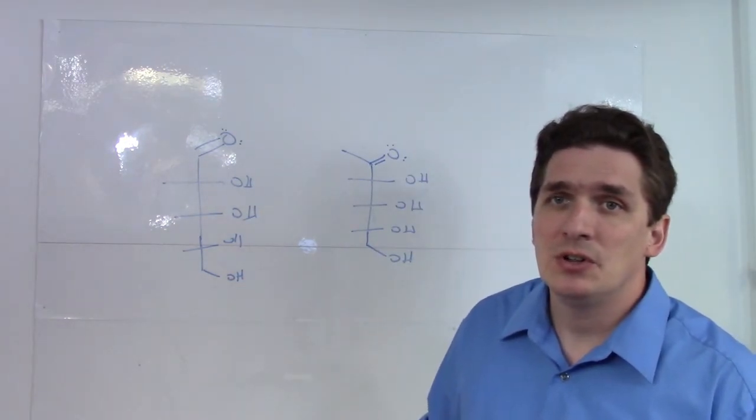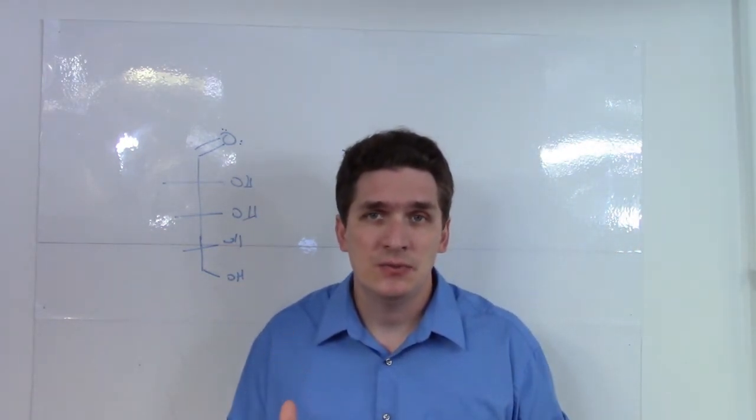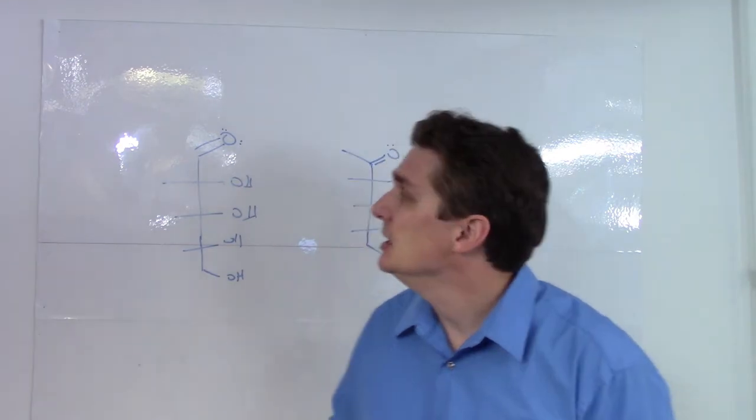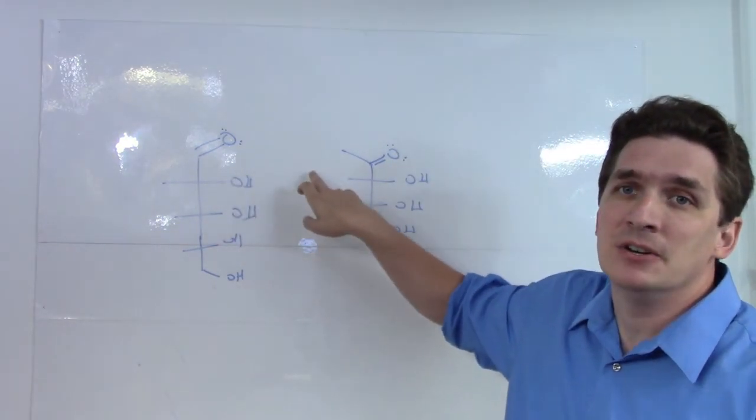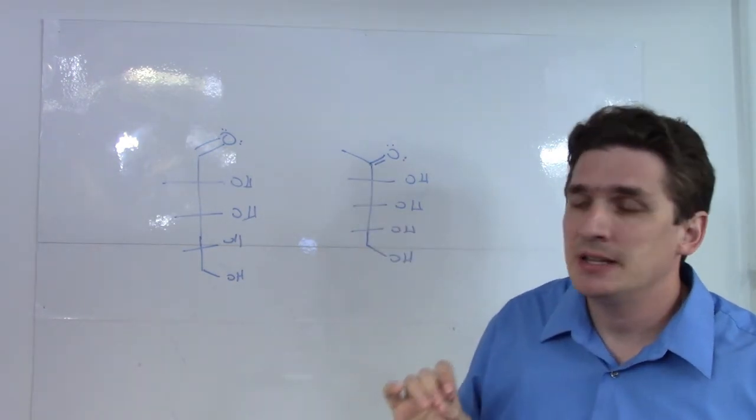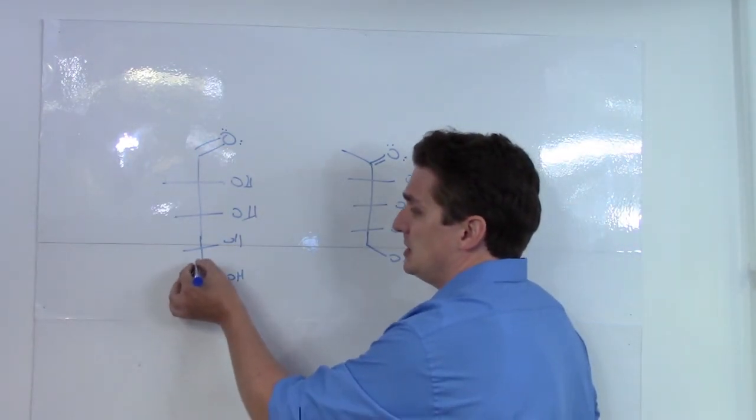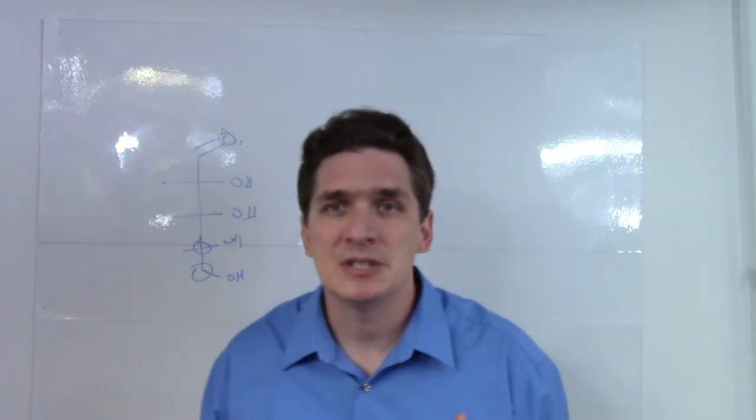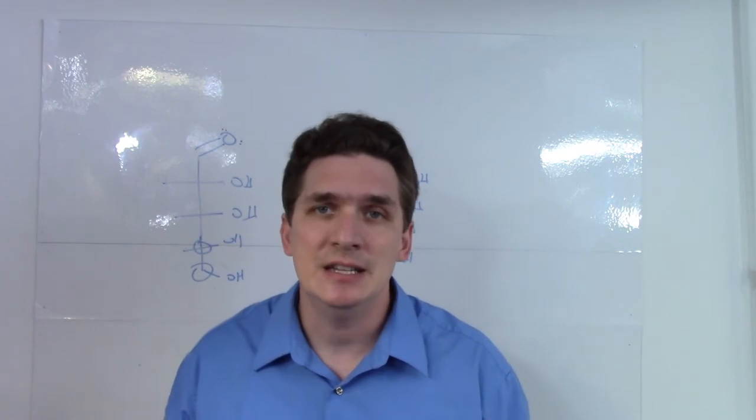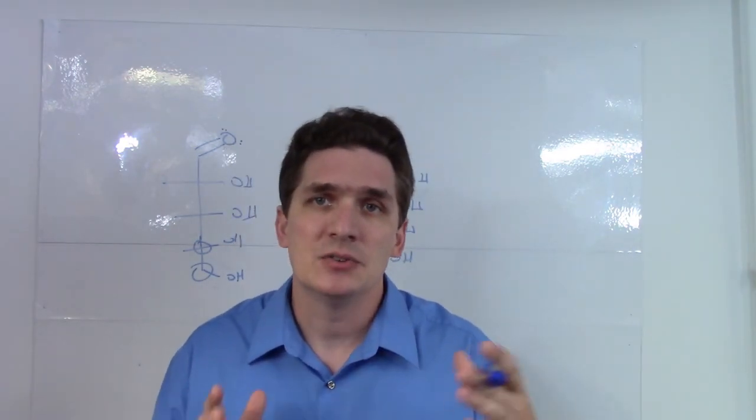So whenever you draw an aldose or a ketose in the linear form using a Fischer projection, you're going to want to keep the aldehyde and ketone functionalities at the very top, because it's going to give us a consistent representation of these bottom carbons. And it's these bottom carbons that we're going to use to determine if we have a D or an L aldose or ketose.